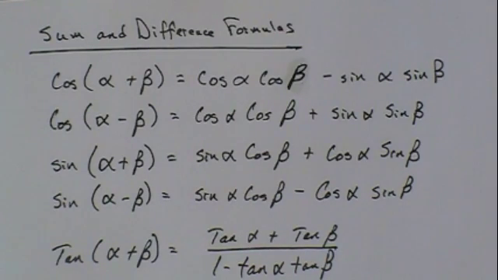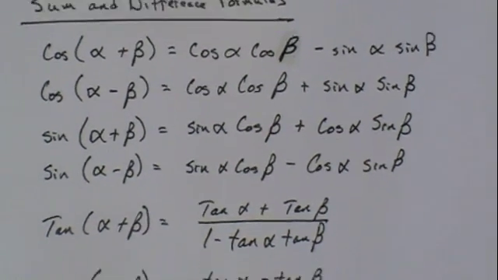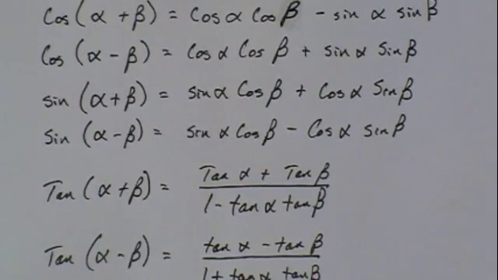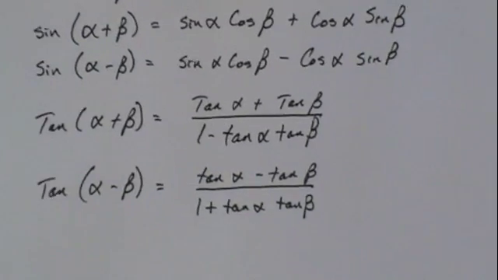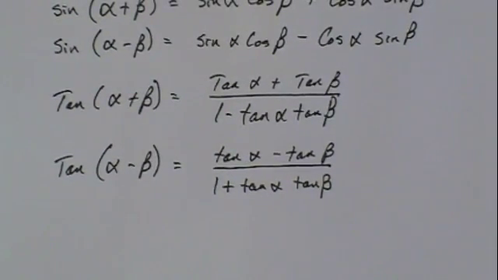Here's a little closer look at these formulas. We have the sum of two angles for cosine, and then the difference of two angles for cosine. Then we have the sum and difference formula for sine. And then we have the sum and difference formula for tangent.